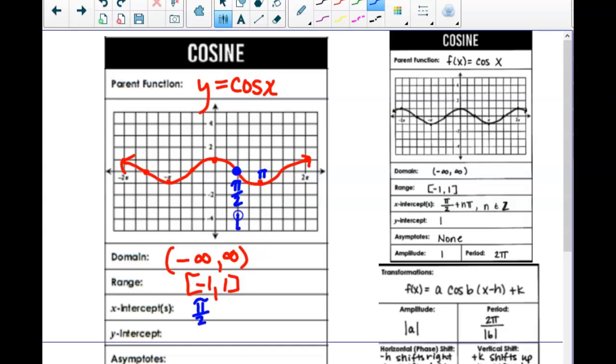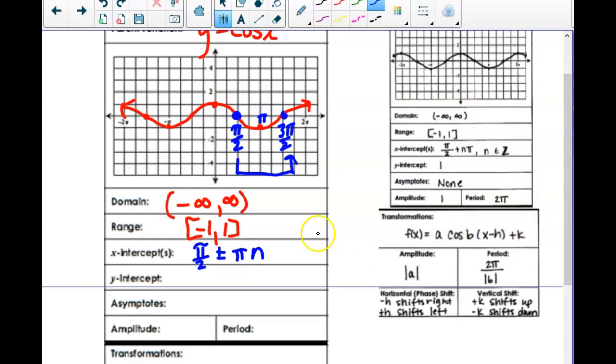And then can you tell me how long until it would have another one here? Yeah, half a period later it crosses again. So we're adding multiples of pi. Not going to ask you that on a quiz, I don't think. The y-intercept, it crossed y at 0, 1. It has no asymptotes. Amplitude, guys, how far above and below that midline does it go? Still just 1, and the period is still 2 pi.